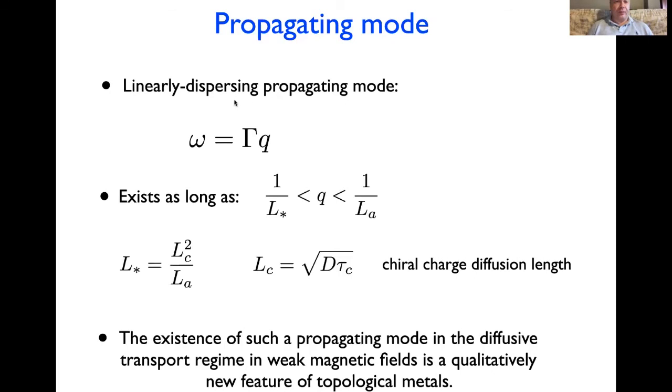So this is really a collective density mode, although it does not arise from electron-electron interactions. It really arises from this diffusive transport, right? Of course, in addition to this, there will always be modes that arise from electron-electron interactions, the plasmon. So this will exist in addition to the plasma mode.